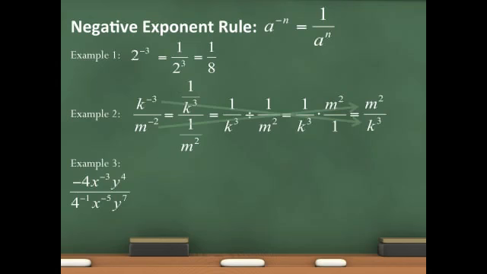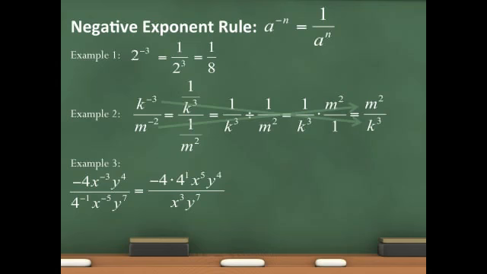Example 3. Write the simplified expression using only positive exponents. The negative exponent rule allows us to move the x raised to the negative 3 factor in the numerator to the denominator, and to move both the 4 raised to the negative 1 and x raised to the negative 5 from the denominator to the numerator, so that the expression contains only positive exponents.